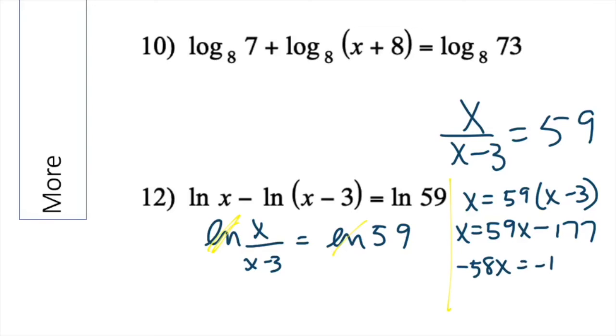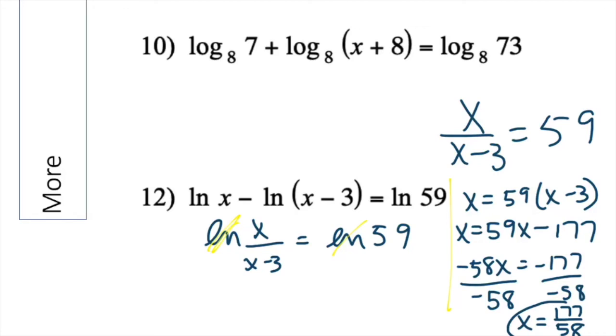x equals negative 177, right? Divide by negative 58. Does it go in evenly? Nope. No way. Does it reduce? Nope. So 177 over 58. Is that true? Yucky. Do we cancel? All right. 177 over 58.